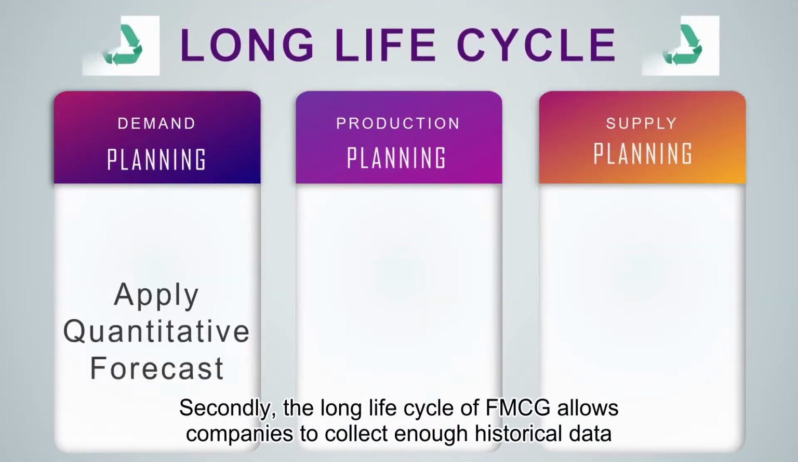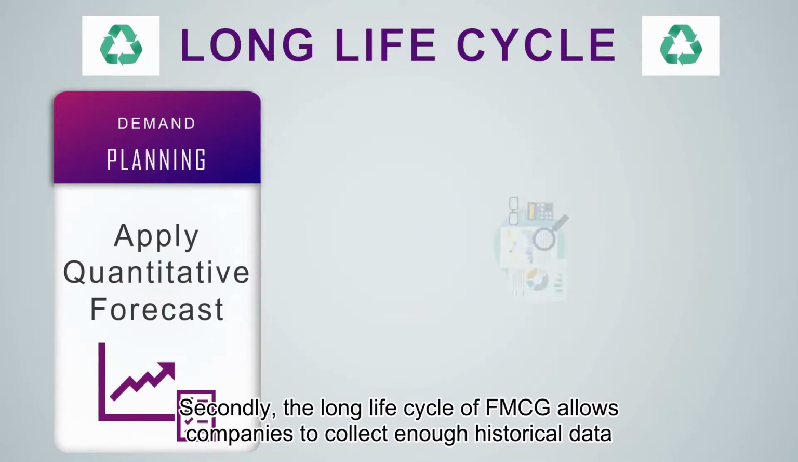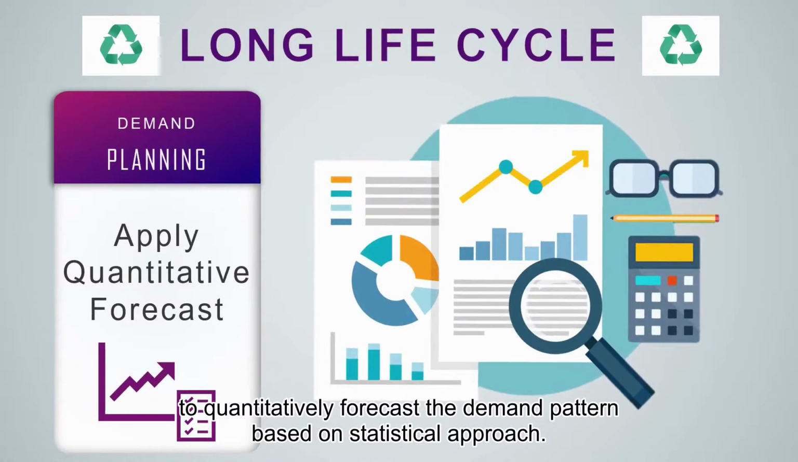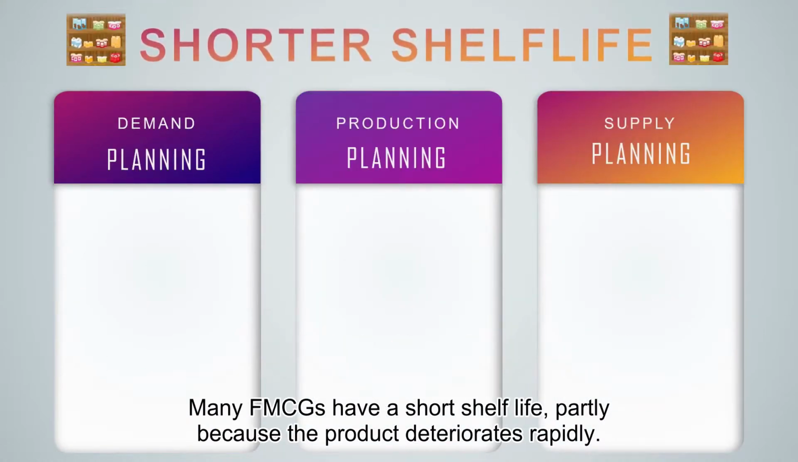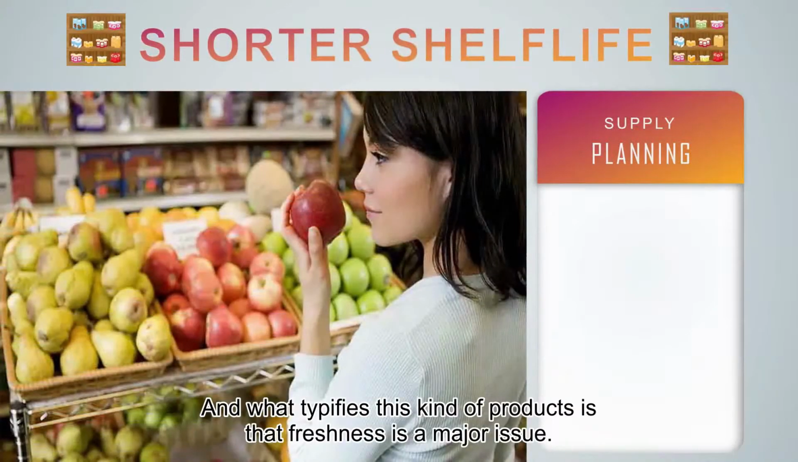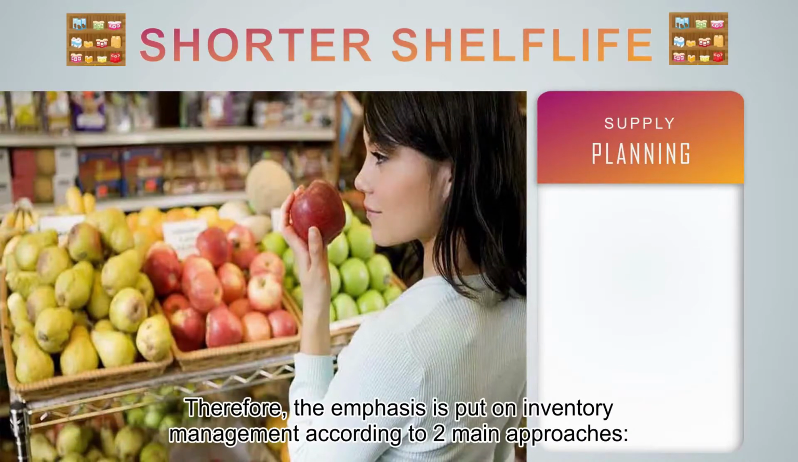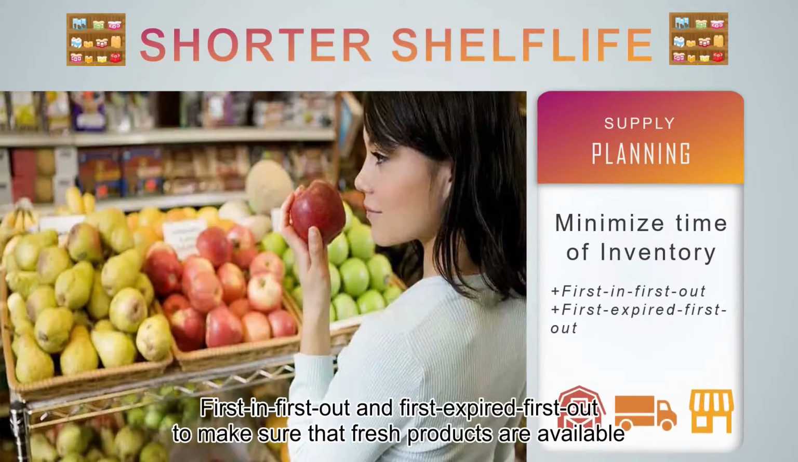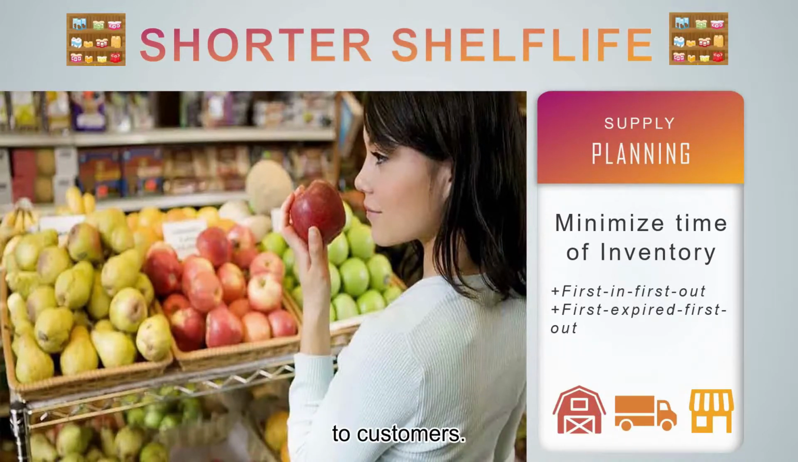Secondly, the long life cycle of FMCG allows companies to collect enough historical data to quantitatively forecast the demand pattern based on a statistical approach. Many FMCG have a short shelf life, partly because the product deteriorates rapidly, and what typifies this kind of products is that freshness is a major issue. Therefore, the emphasis is put on inventory management according to 2 main approaches, first in, first out, and first expired, first out, to make sure that fresh products are available to customers.